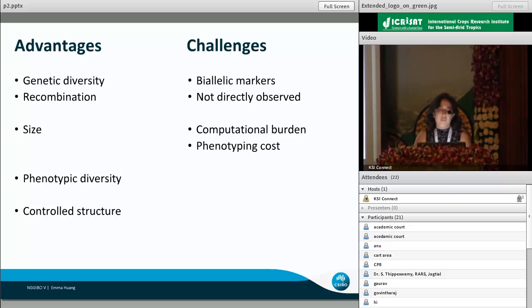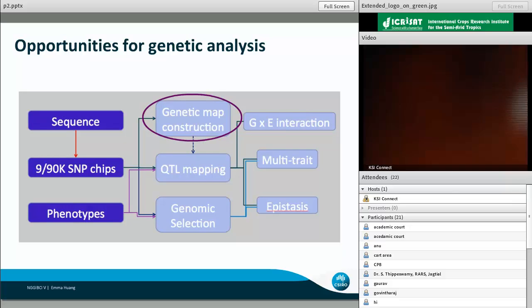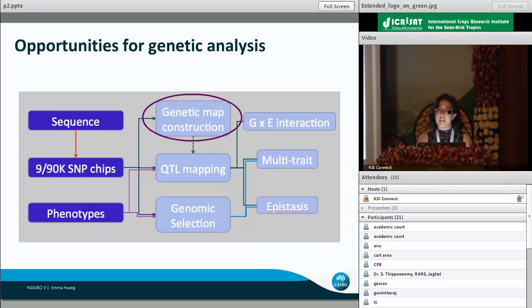So there are a number of opportunities for genetic analysis with these populations: QTL mapping, looking at genomic selection, and looking at more advanced opportunities such as G/E interactions, multi-trait, and epistasis. But all of these really rely on the foundation, which is the genetic map, and so that's what I'm going to focus on today.